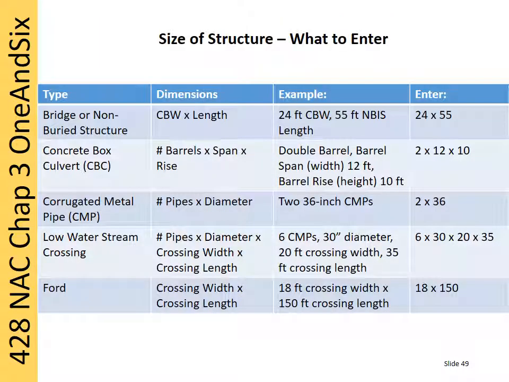This screen shows various structure types and what needs to be entered on the work project form for each type. For the example project, 28 by 130 was entered since it is a bridge. The same goes for a non-buried structure. The other types covered on this screen are CBC or concrete box culvert, CMP or corrugated metal pipe, LWSC or low water stream crossing, and Ford. The default unit for diameter is inches, and all other units are in feet.